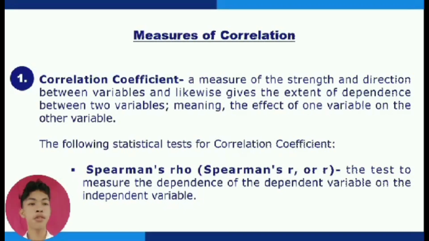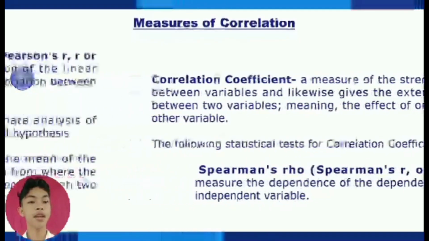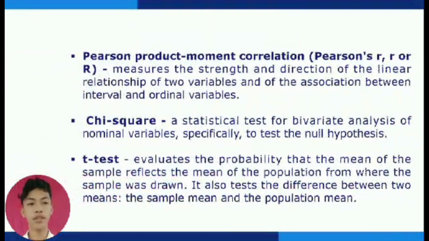First is Spearman's rho. Second is Pearson's product moment correlation. The next is the chi-square, and the last is the t-test. So first, Spearman's rho. The test to measure the dependence of the dependent variable on the independent variable. Next one is the Pearson product moment correlation. It measures the strength and direction of the linear relationship of two variables and of the association between interval and ordinal variables.